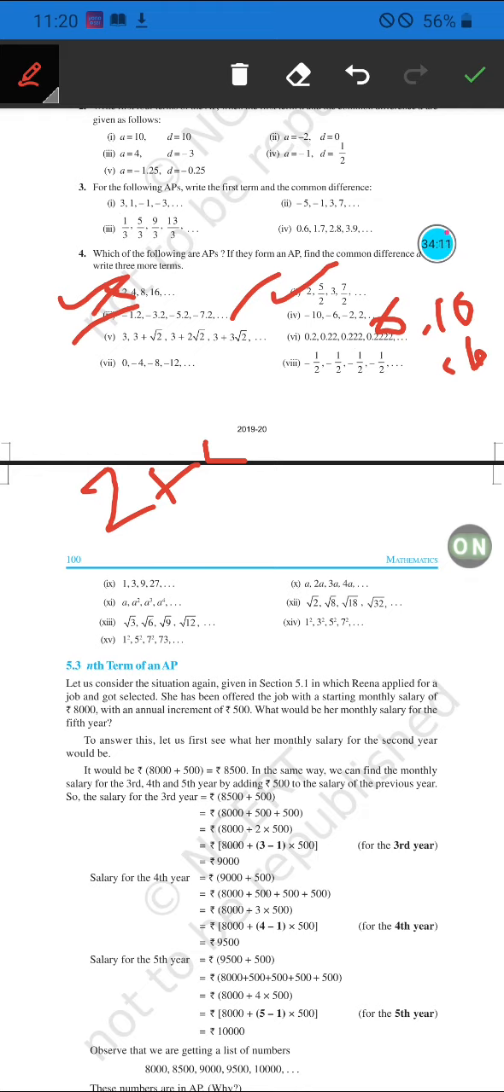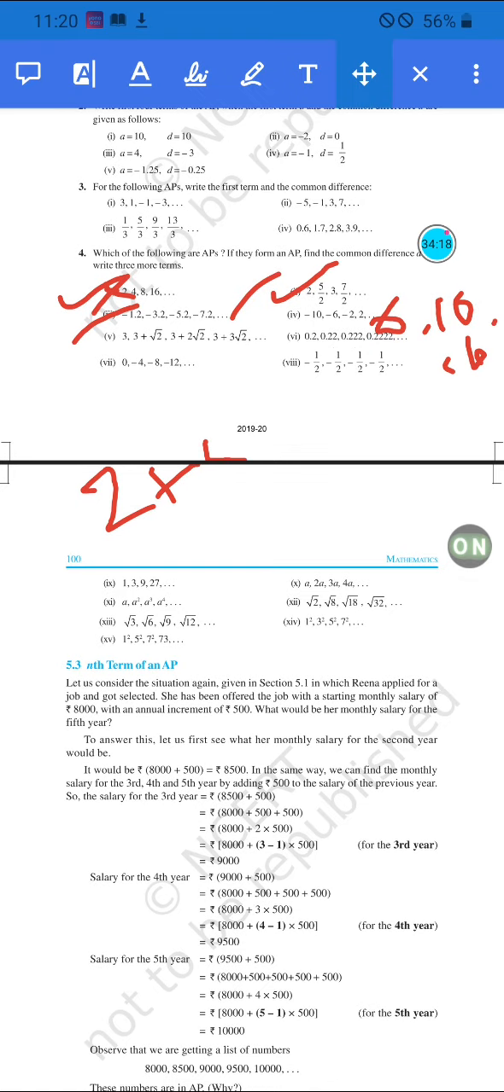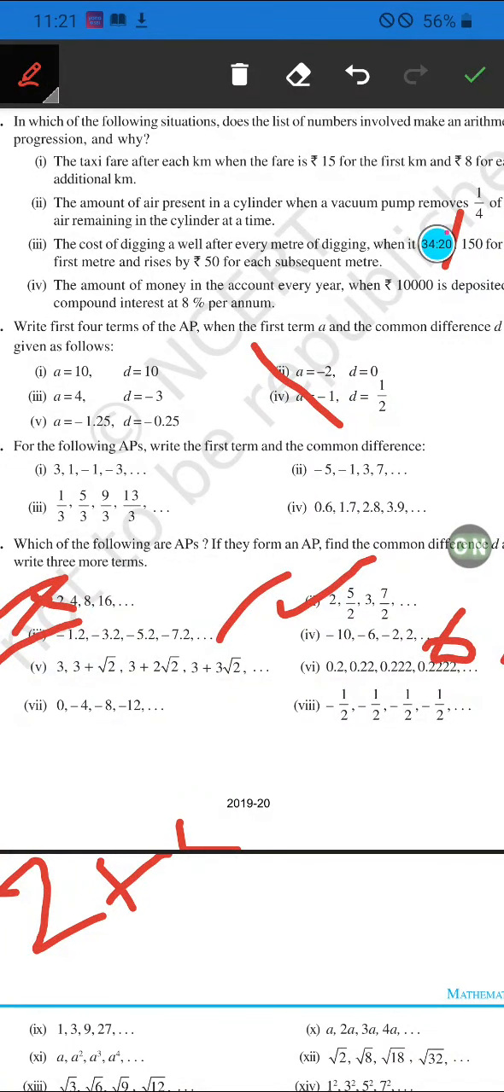So next, fifth question. In the fifth question: 3, 3 plus root 2, 3 plus 2 root 2, 3 plus 3 root 2. So it is not in AP. If it is not in AP, it is impossible to get the next 3 numbers. Okay. So the sixth question also is not in AP. We can find the difference. If you find the difference, you can easily see it is not in AP.